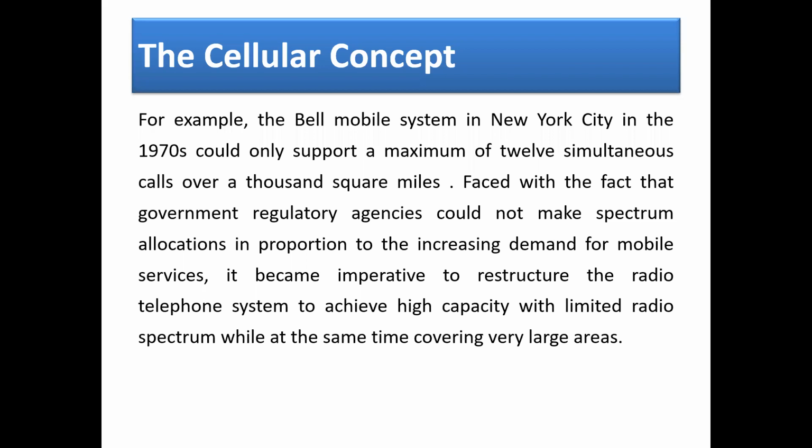Now, in 1970, the Bell mobile system in New York City could only support a maximum of 12 simultaneous calls over 1,000 square miles. When we talk about simultaneous, it means at the same time. At the same time, all we have is what? 12 calls, no more. This was faced with the fact that government regulatory agencies couldn't make spectrum allocation in proportion to the increasing demand for mobile services.